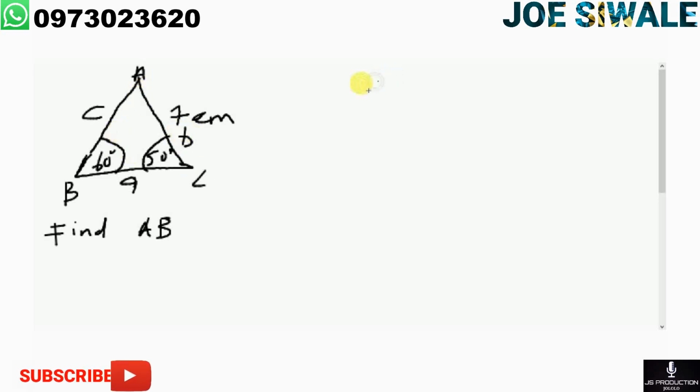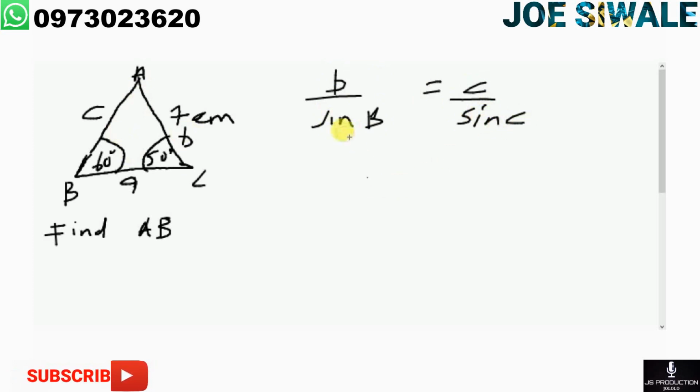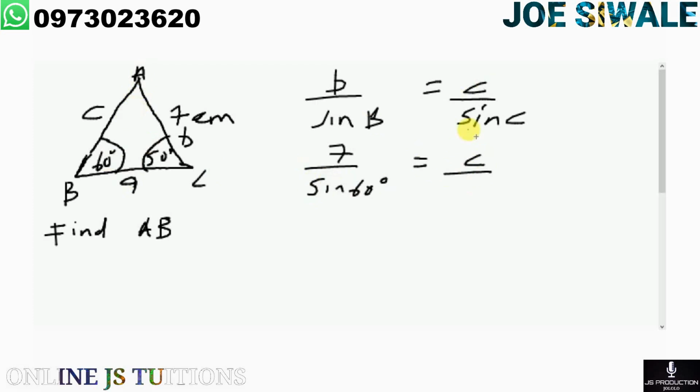So I'm going to say, b over sine B is equal to c over sine C. Then b here is the length, which is 7 centimeters, so I'll say 7 divided by sine B. The angle which is at B is 60, so sine 60 degrees is equal to c, the length that I'm trying to calculate, which is length AB. So I'll say c over sine C.